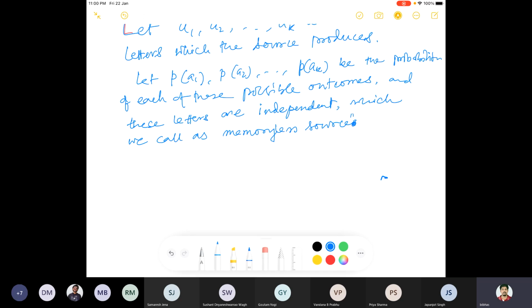Memoryless source. Okay, this is a memoryless source. Memoryless source means that the letter we choose next time is independent of the letter we chose earlier. So this is independent of that. This is not very realistic, but we'll assume for the time being that it is the case.